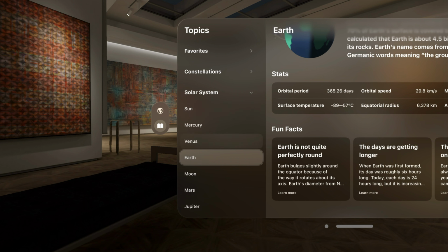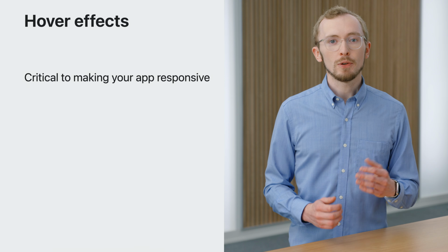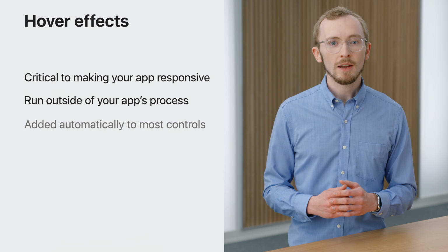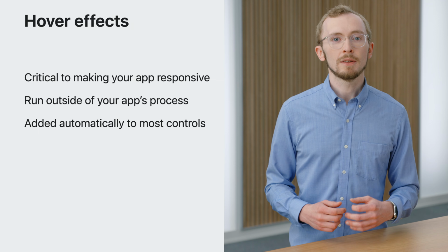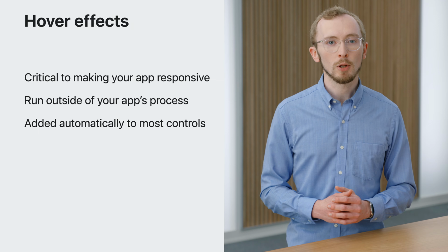For example, simply by looking at an interactive view, the system shows a subtle highlight effect over the view to provide feedback that you can interact with it. These effects adapt automatically to each form of input, giving people confidence in what they're interacting with. Hover effects are useful not only to provide responsive feedback, but also to assist with targeting. And hover effects are the only way to make your app react to exactly where people are looking.